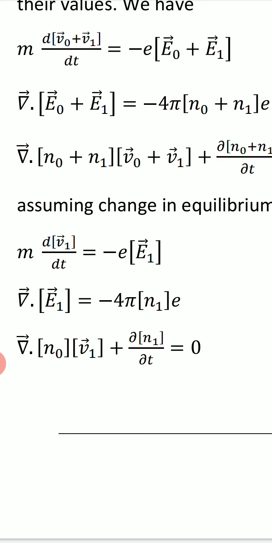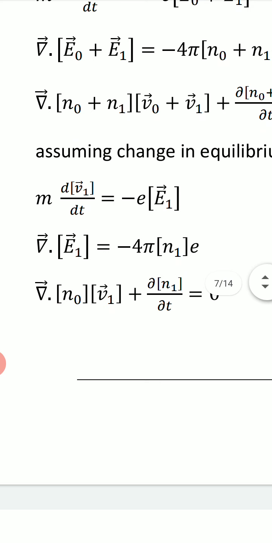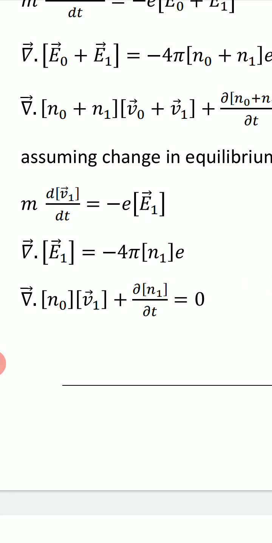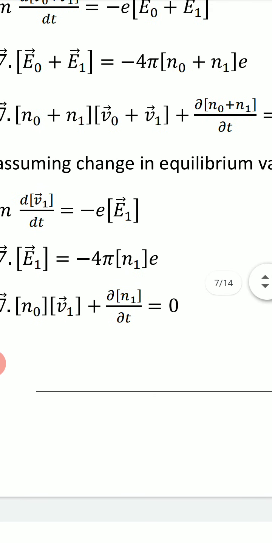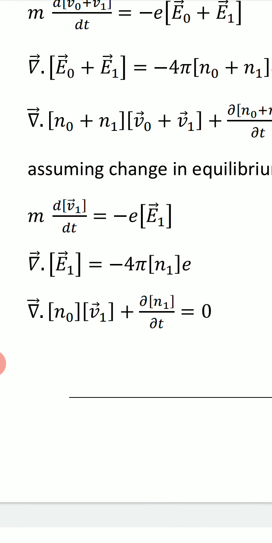The second equation becomes del dot E1 equal to minus 4 pi n1 e, and the third equation becomes del dot n0 v1 plus delta upon delta t n1 equal to 0. In the third equation, in the first term, we have four terms: first is n0 v0, then n0 v1, n1 v0 and n1 v1. These n1 and v1 are small quantities. These are perturbations in n and v.